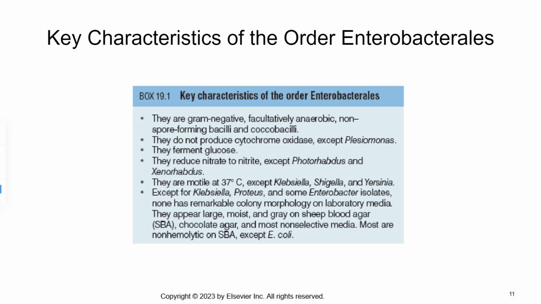They're motile at 37 except for Klebsiella, Shigella, and Yersinia. Except for Klebsiella, Proteus, and some Enterobacter isolates, none has remarkable colony morphology on laboratory media. They all appear large, moist, gray on sheep blood agar, chocolate agar, and most non-selective media. Most are non-hemolytic on SBA except for E. coli.